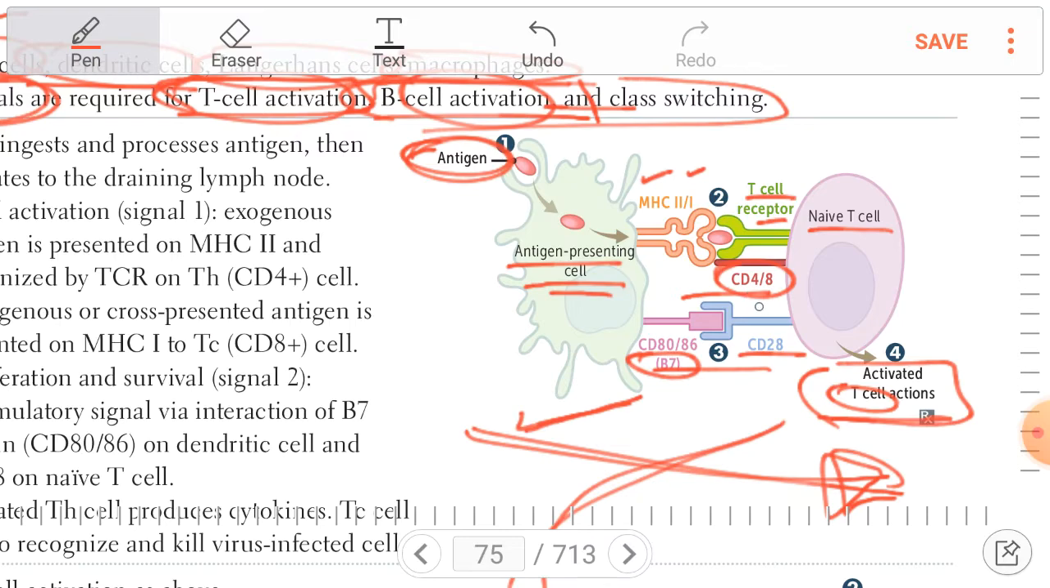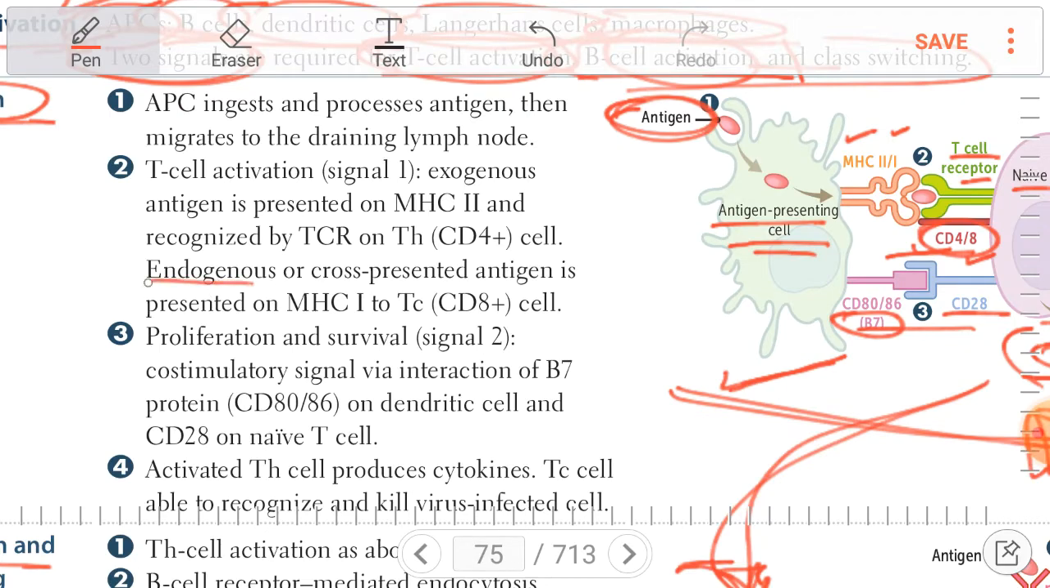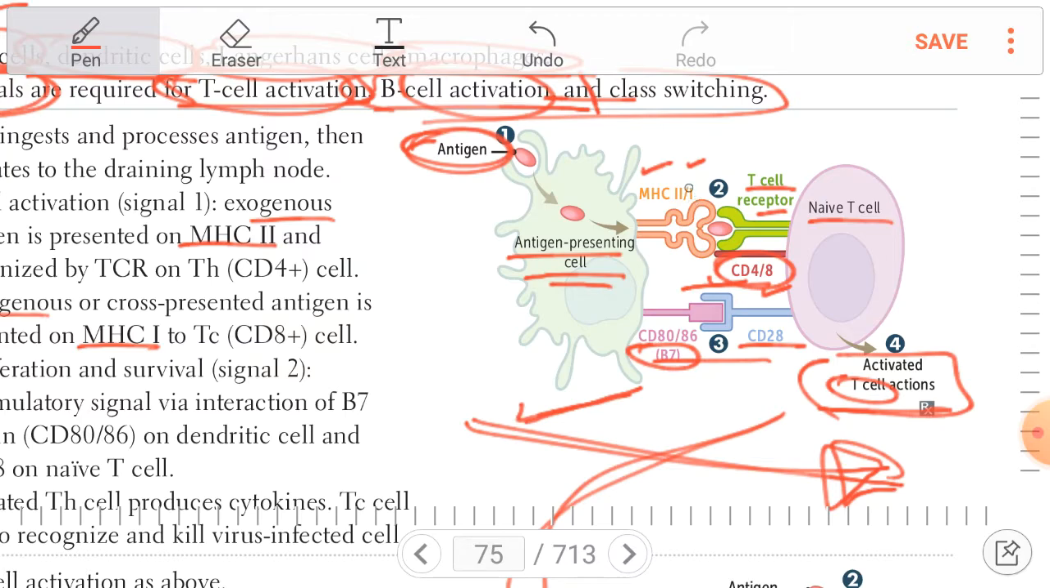So here antigen presenting cells will take antigen and present it on MHC1 or 2. MHC1 in case of what? CD8. MHC2 in case of what? CD4. So 1 in case of what? In cases of exogenous or endogenous. MHC1 endogenous, MHC2 exogenous. So MHC1 in case of endogenous will bind to CD8 on T cell plus T cell receptor.